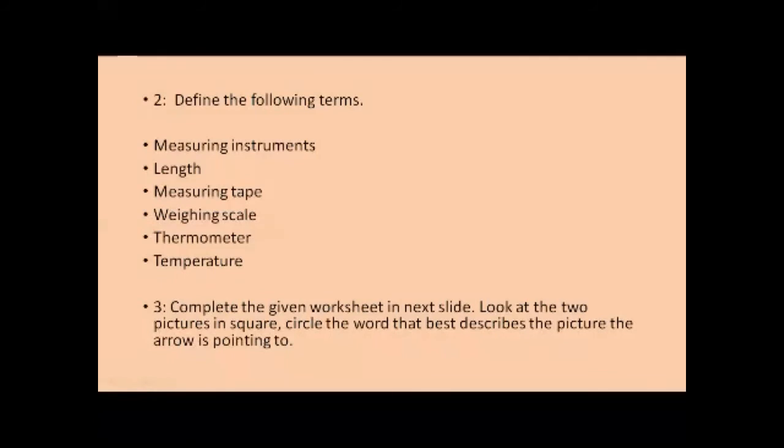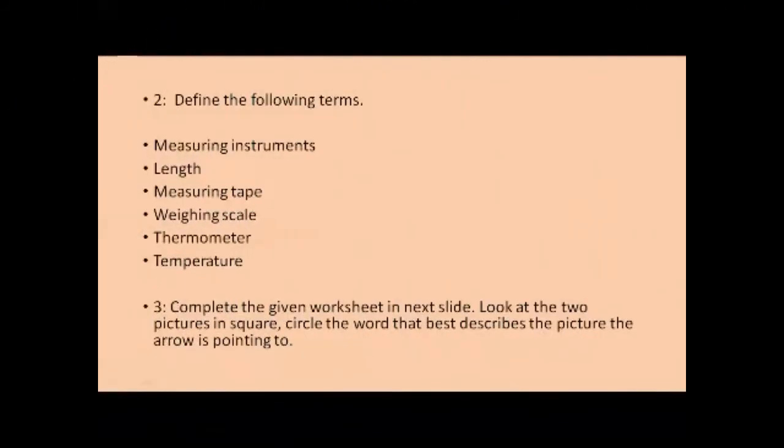A weighing scale shows how heavy something is. A thermometer is used to check the temperature. And what is temperature? The degree of hotness and coldness. That means how hot or cold something is. Okay? Take a picture or a screenshot of this home task. Okay, beta. Now the question number 3.